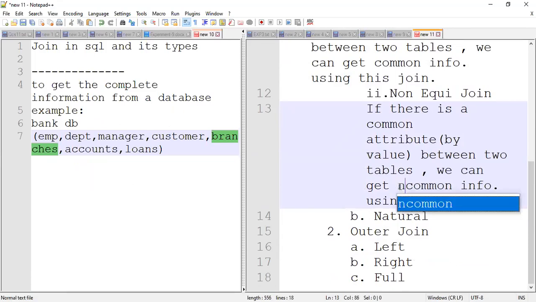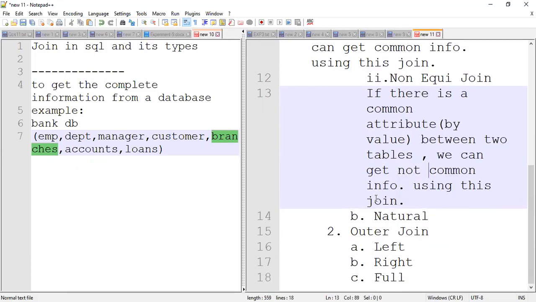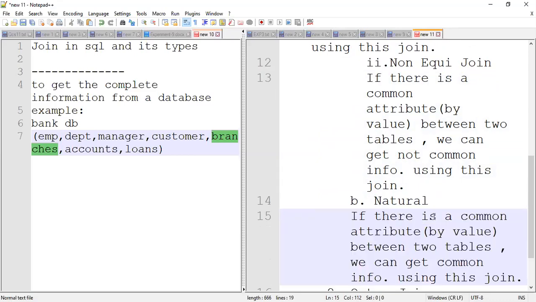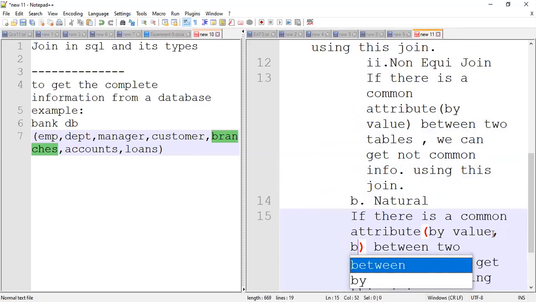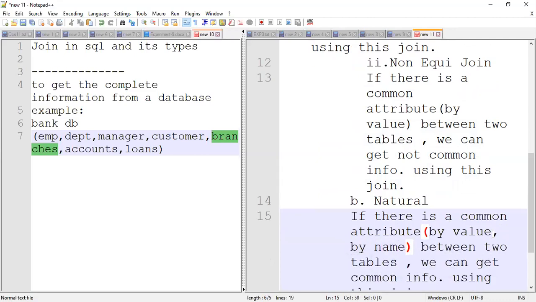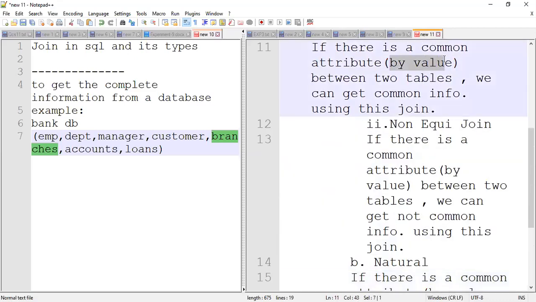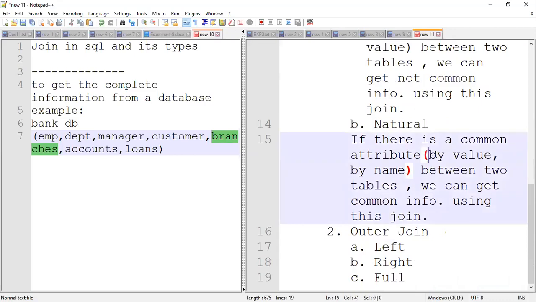Then coming to natural join, the same thing. If there is a common attribute by value as well as by name, then we can apply natural join. By name means the column names are the same. Here only one condition, by value set, but for natural join, by value set as well as by name between two tables, then we can get common information. Now I'm moving to apply natural join.